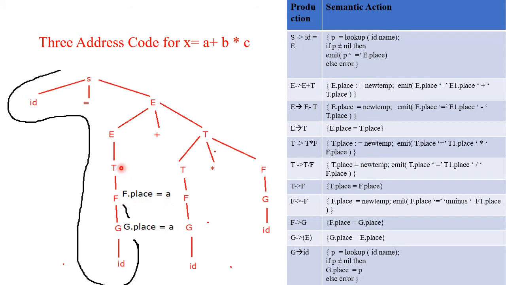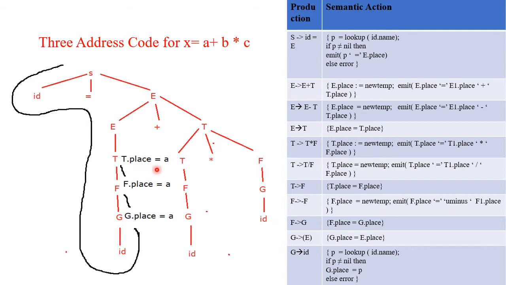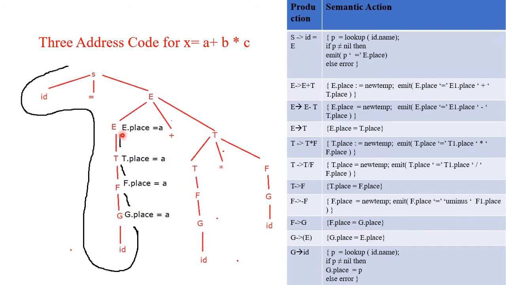Then continue this traversing, T gives F. What's the semantic action? T gets the value of F, T.place equal to A. Continuing, E gives T. When this reduction happens, the corresponding semantic action E.place equal to T.place has to be done. So E also gets the value A, E.place equal to A.